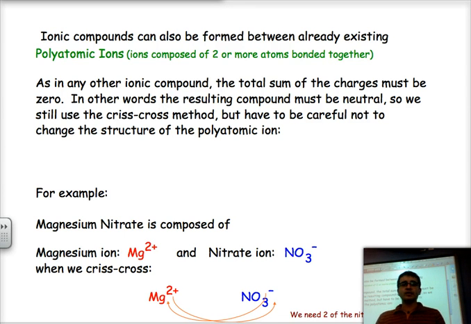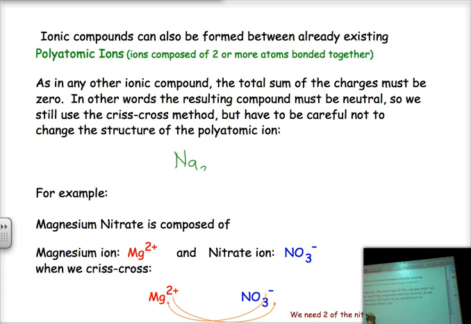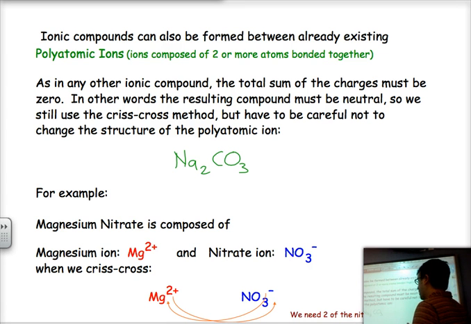Just like in any other compound, the compound is going to be neutral, and so we can still use the crisscross to make our polyatomic ionic compounds. All right? So an example of a polyatomic ionic compound would be something like sodium carbonate, or one that I have written for you down there is magnesium nitrate. So let's look at how magnesium nitrate is made.